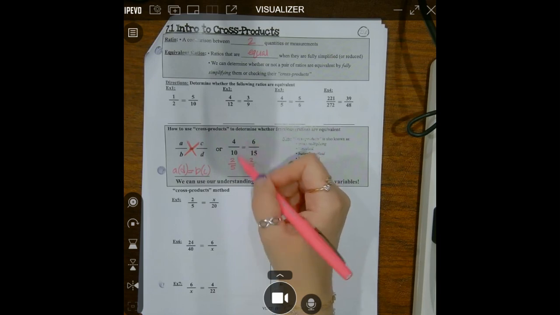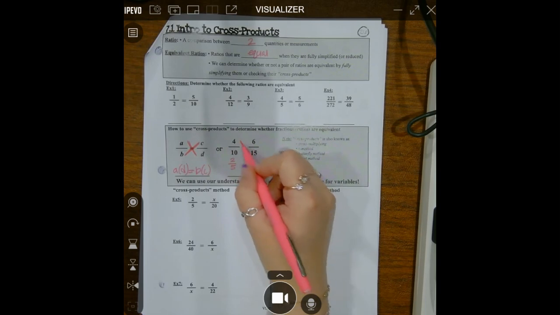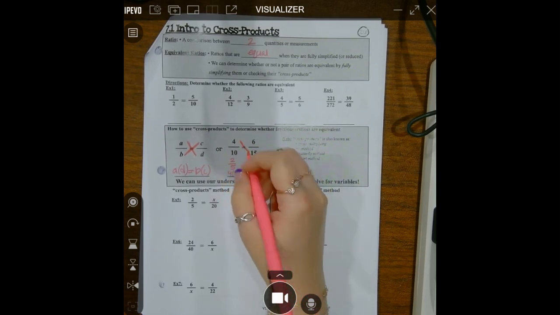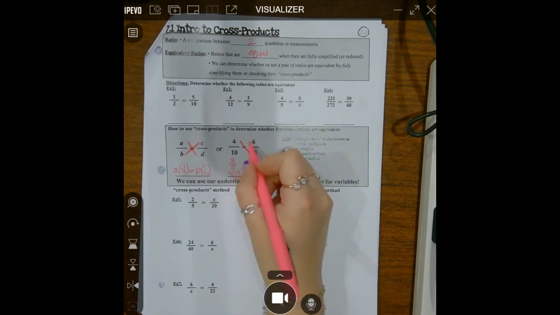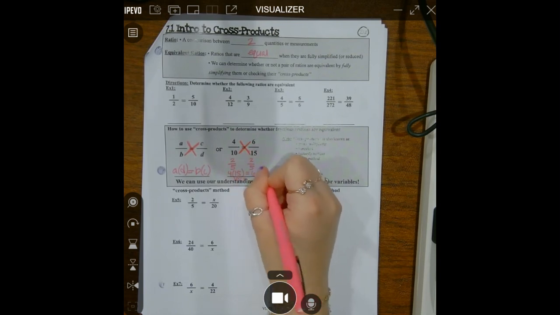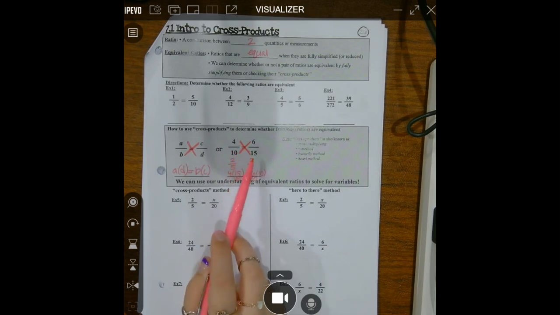And rather than having to reduce them, I could have checked their cross products, which is this one times this one. So the 4 times 15, which, what is 4 times 15? 60. And set that equal to these two numbers across from each other, 6 times 10. What's 6 times 10? You guessed it, 60. So is 60 equal to 60? Yes, it is. So if the two cross products are equal to each other, then you know that those two fractions or ratios are equivalent and equal to each other.